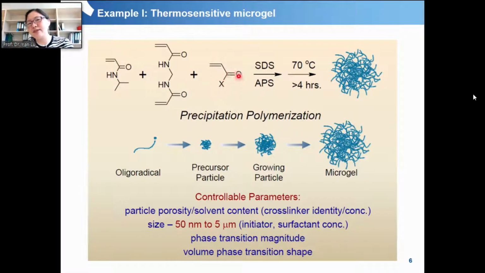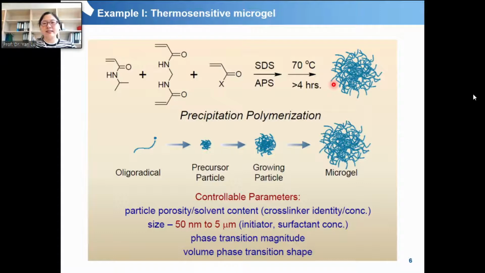So here you can also have, for example, concentration-sensitive or pH-sensitive groups. If you have an OH group here, then it's a pH-sensitive system. And SDS is used as a surfactant, though it can also be synthesized without SDS. APS is ammonium persulfate, so this is the initiator. And you can have the polymerization at 70 degrees Celsius, at high temperature, for around 4 hours, so you will have a very good monodisperse microgel system after the polymerization.